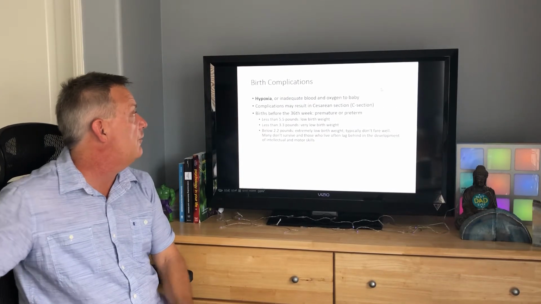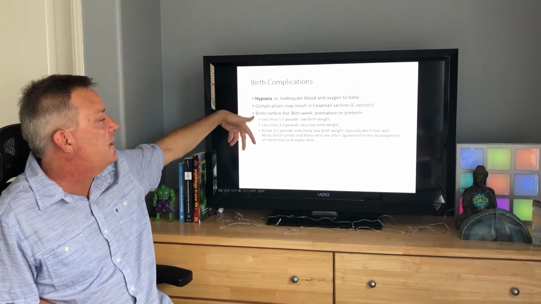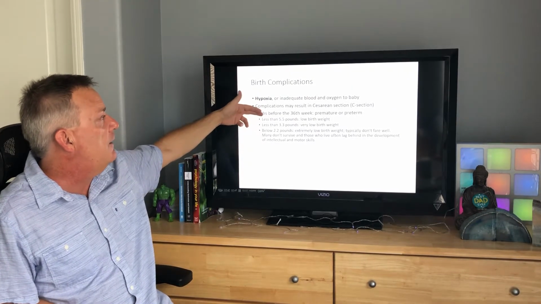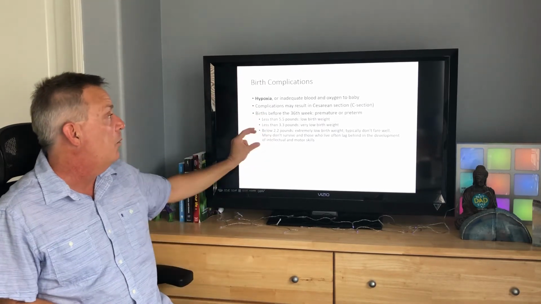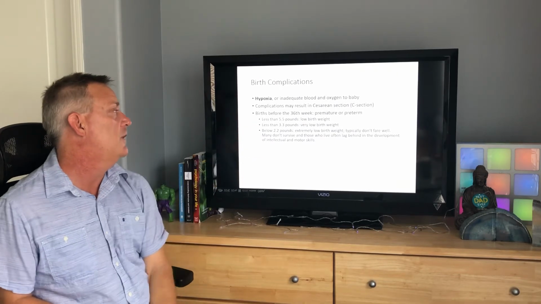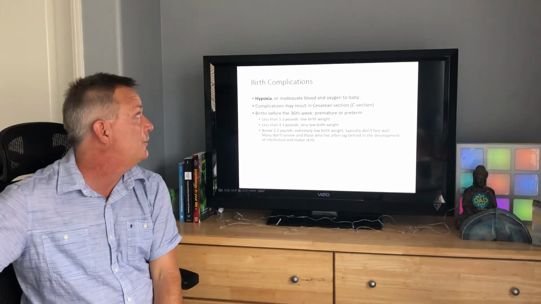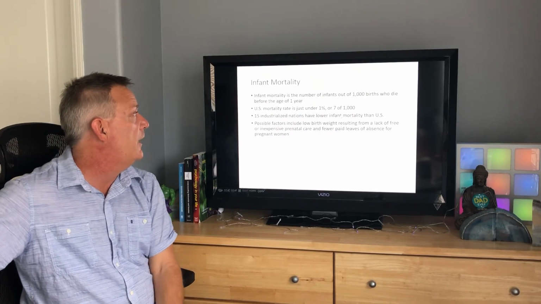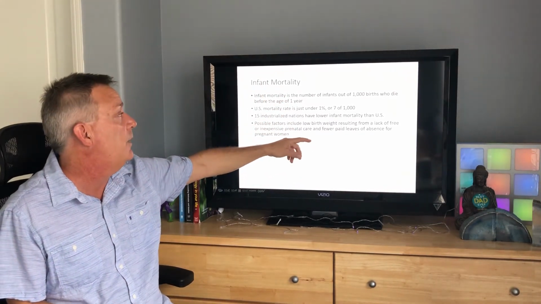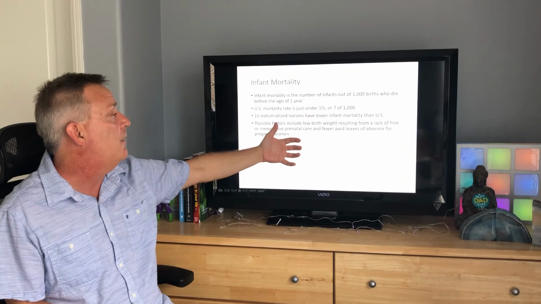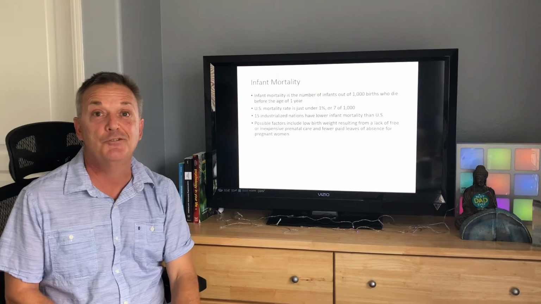Some birth complications are very serious. Hypoxia is one, and complications may result in doing a cesarean section or C-section, and then different weights indicating low birth weight, very low birth weight, and extremely low birth weight, where the poor little ones don't fare very well, and if they do, they have a lot of challenges afterwards. Then the infant mortality rate, just interesting how we could probably do a lot better, and it comes from having free prenatal care, inexpensive prenatal care, and paid leaves of absence for pregnant women.